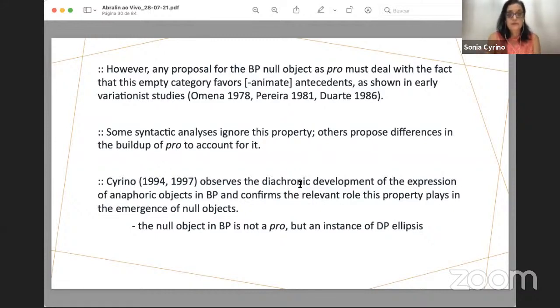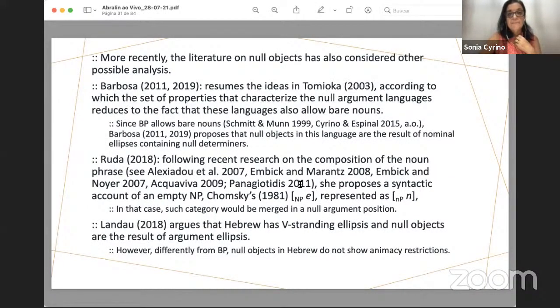So I propose that it's not a small pro because it doesn't look like a pronoun. It looks more like ellipsis, because some properties can be related to ellipsis. More recently, the literature on null objects has also considered other possible analyses.